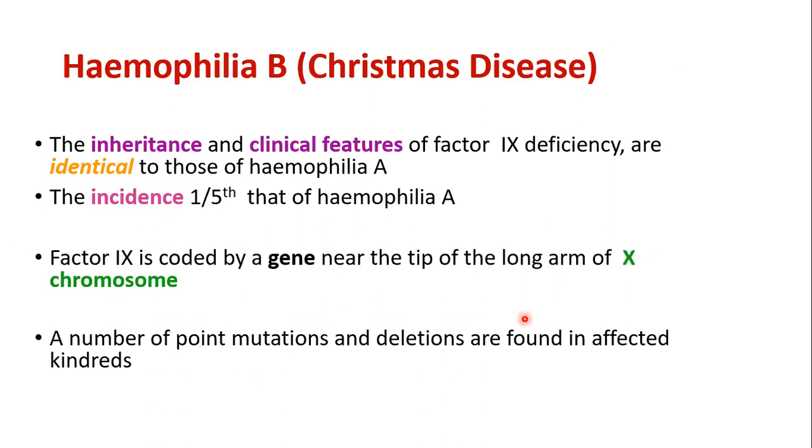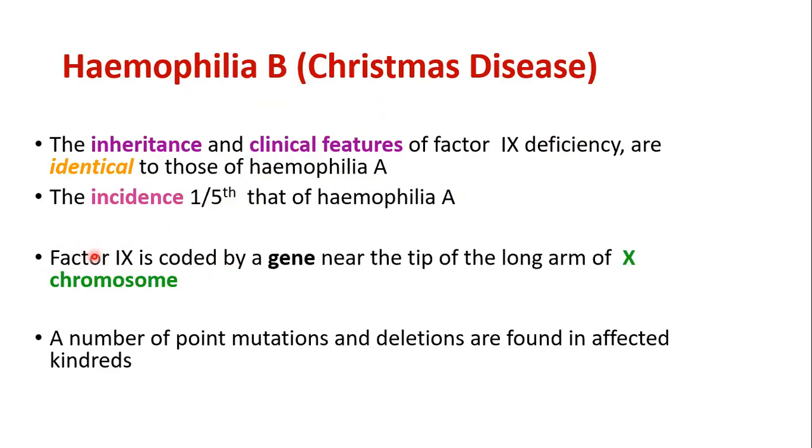Coming to the second type, similar to what you have seen in hemophilia A, but the incidence is one fifth compared to hemophilia A, so hemophilia B is less common. It is also called Christmas disease. The inheritance and clinical features are the same as hemophilia A. Here the gene codes for factor 9. So basically hemophilia B is factor 9 deficiency. Hemophilia A is 8, B is 9.